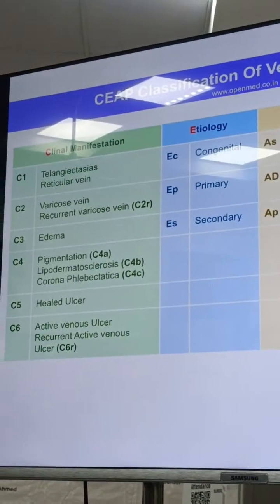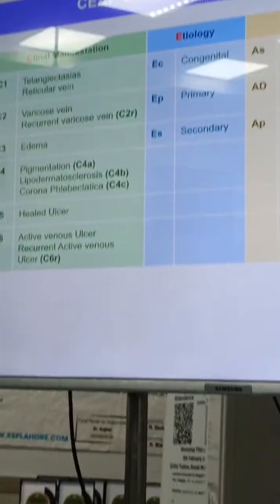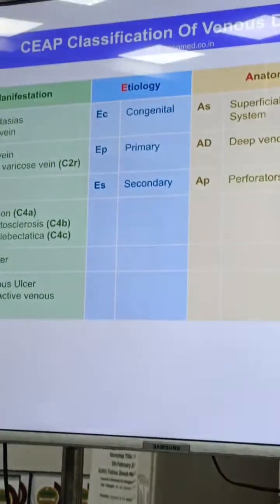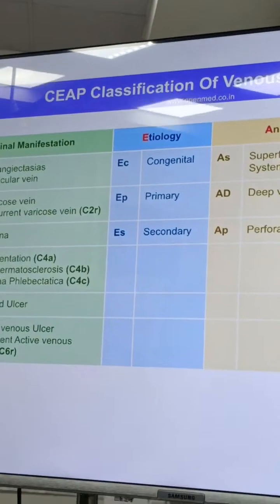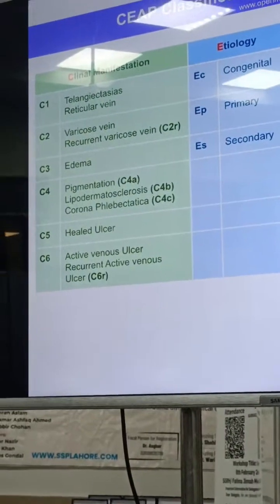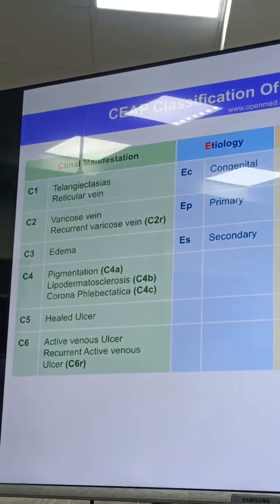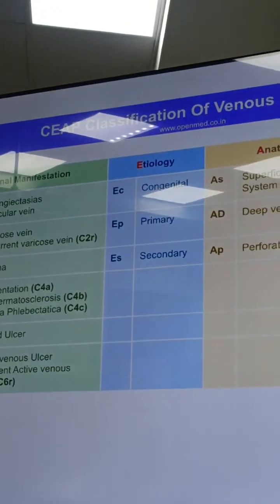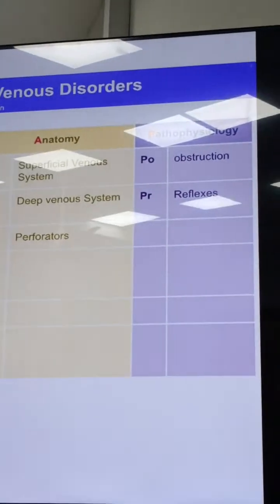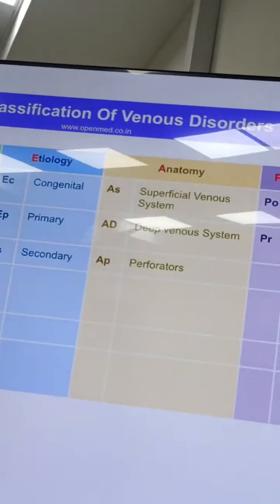CEAP classification. CEAP is a universally accepted model of assessment for varicose veins. And what is CEAP? It comprises the clinical, etiological, anatomical, and pathophysiological aspects of varicose vein disease.